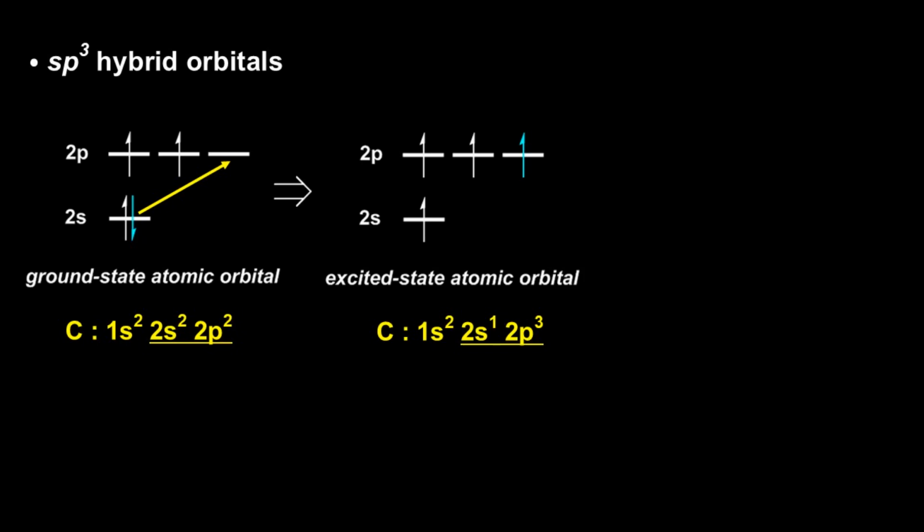Now, instead of just 2 unpaired electrons, carbon ends up with 4 unpaired electrons, which means it's ready to form 4 bonds. After excitation, the electron configuration becomes 1s2, 2s1, 2p3. So now we've got 1 electron in the 2s orbital and 1 electron in each of the 3 2p orbitals, giving us a total of 4 unpaired electrons. But here's the thing. This setup still doesn't explain how carbon forms 4 identical bonds in molecules like methane, and this is where the magic happens.